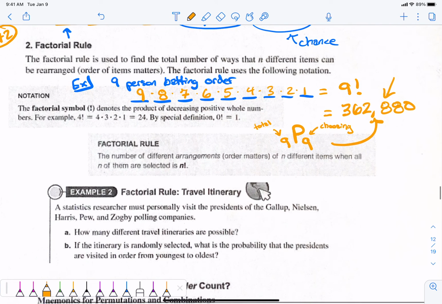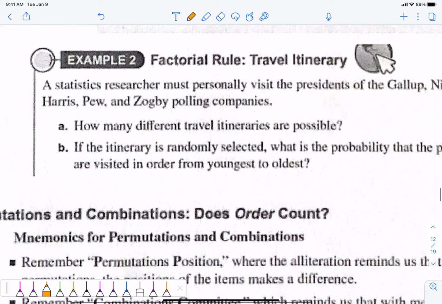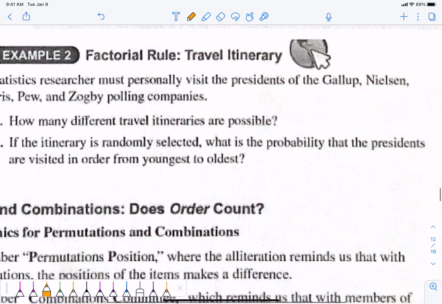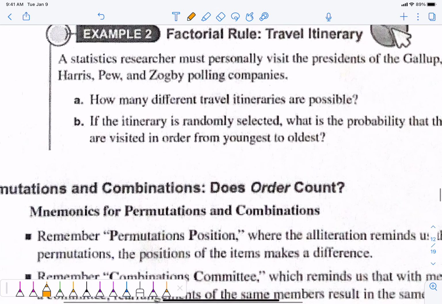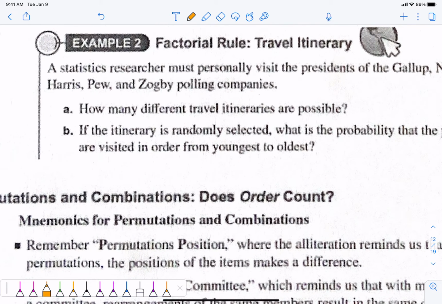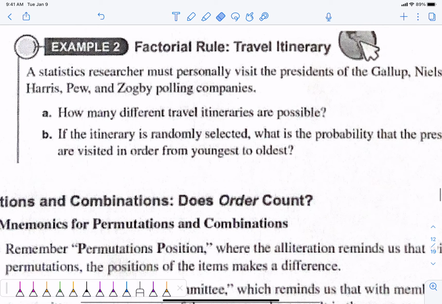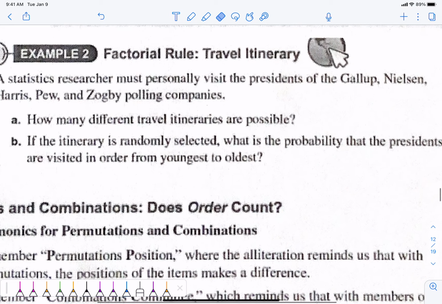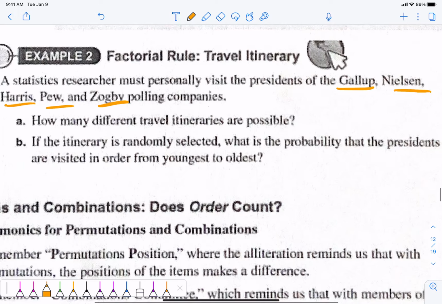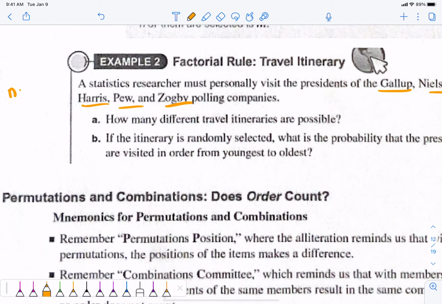Travel itinerary is the next one. Example 2. A statistics researcher must personally visit the presidents of Gallup, Nielsen, Harris, Pew, and Zogby polling companies. The first thing I'm going to do is, how many places are we going to visit? 5. 1, 2, 3, 4, 5. There are 5 places. And since that's a total number, I usually represent that as n, right?